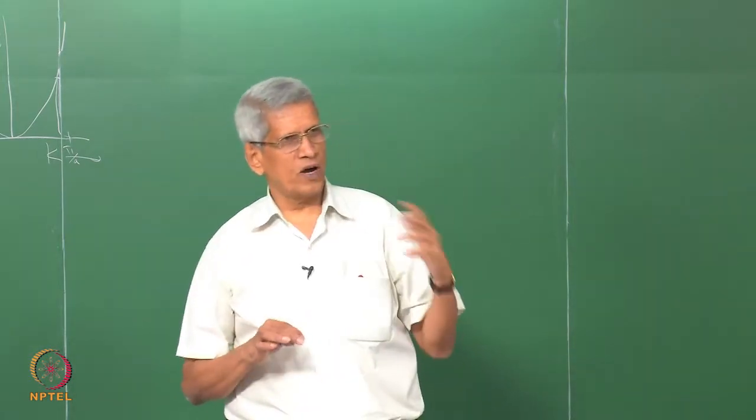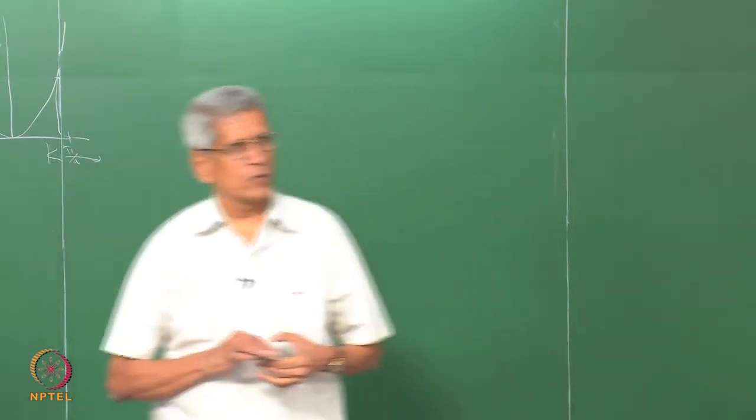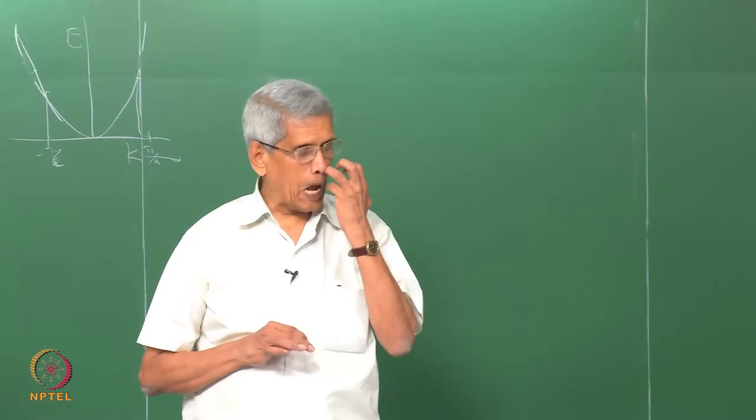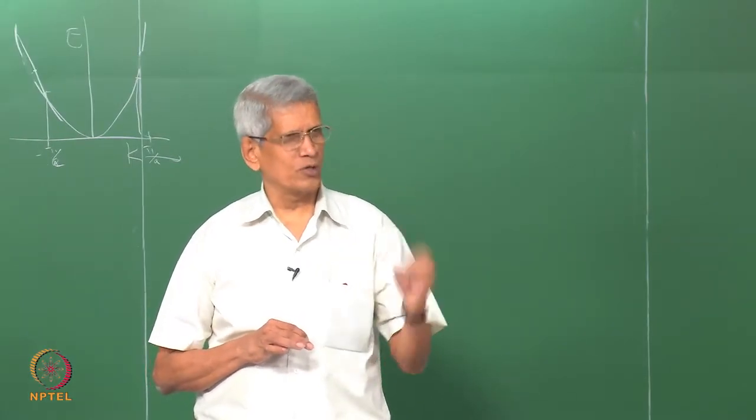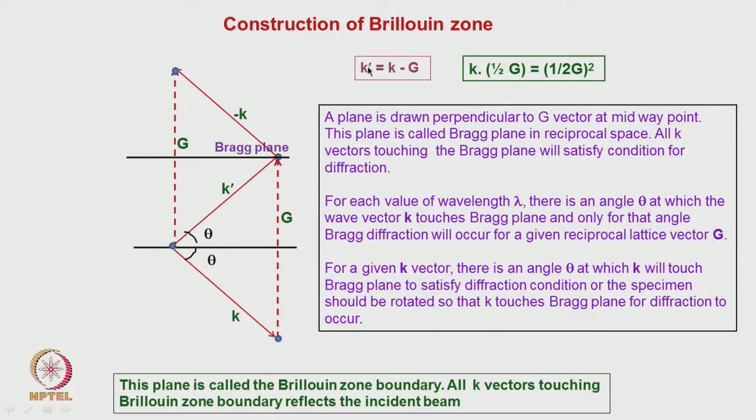The same is true for also. So the boundary at which this happens, at those k values, we call the Brillouin zone boundary. Essentially what happens is that if you look at this, this is k minus k0 equals g. This we can write in another form, k equals k0 plus g. If you take the dot product and all, finally this sort of a relationship will come.